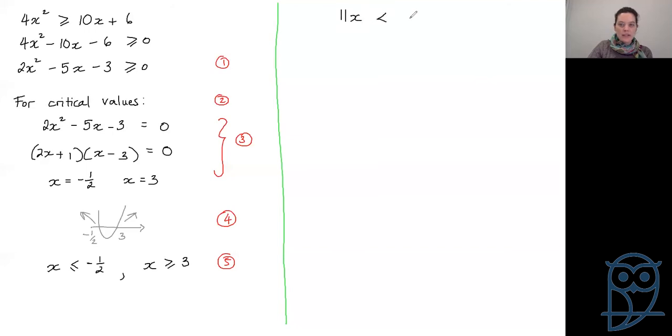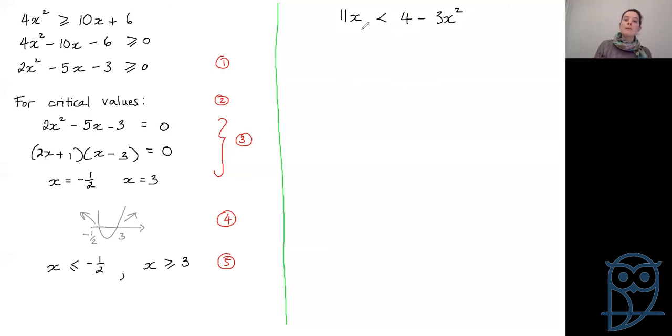11x is less than 4 minus 3x squared. So we've got that same thing. We might have a linear x on the left-hand side, but on the right-hand side, we've got a quadratic, we've got an x squared. We've got an inequality, we don't have an equals. So therefore, we are dealing with a quadratic inequality.